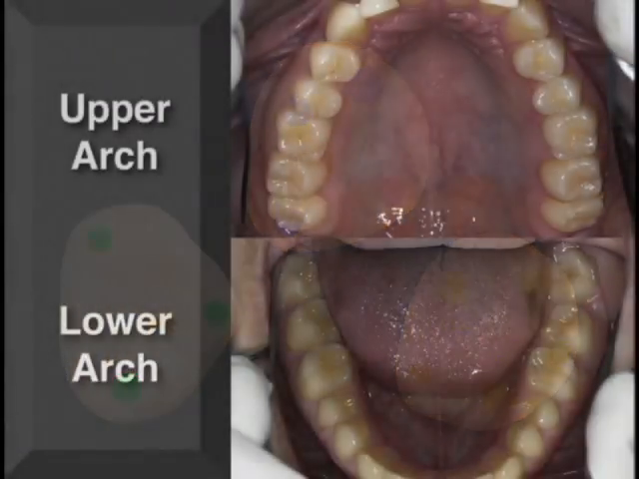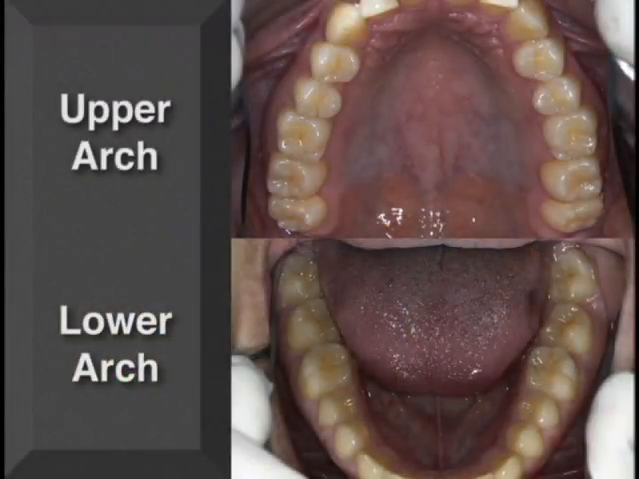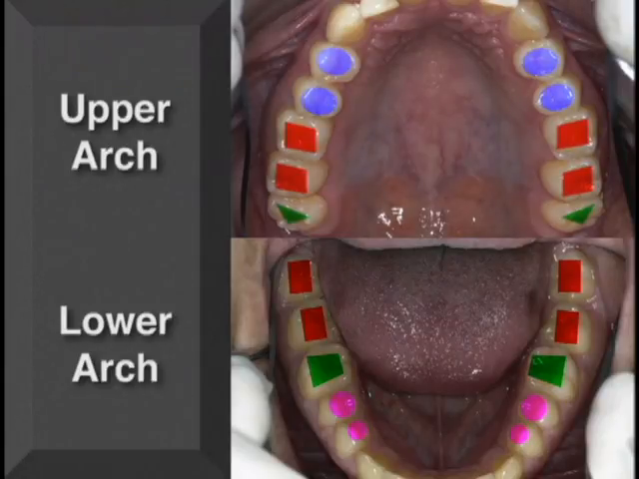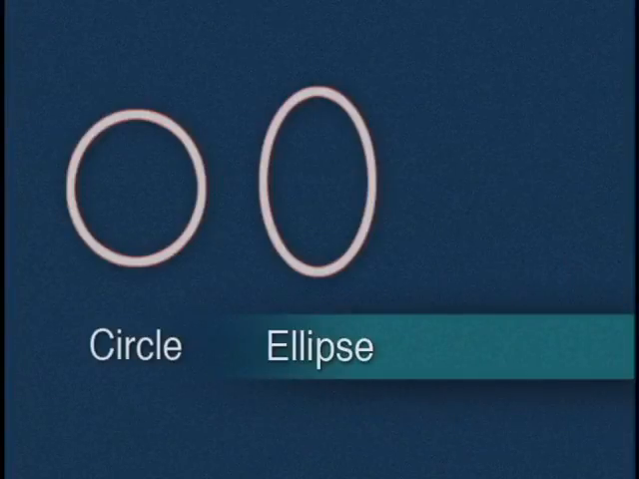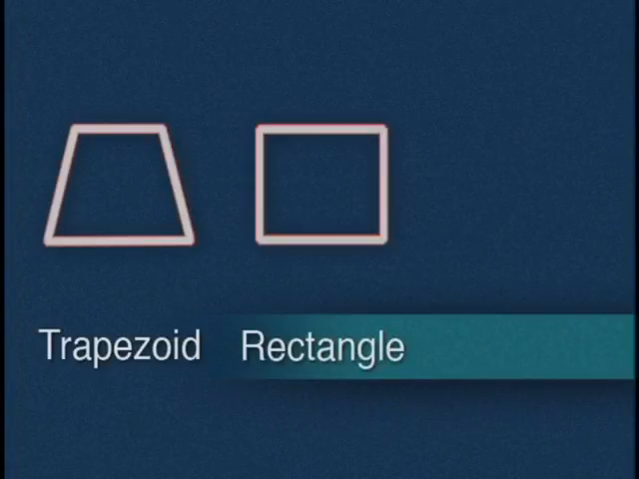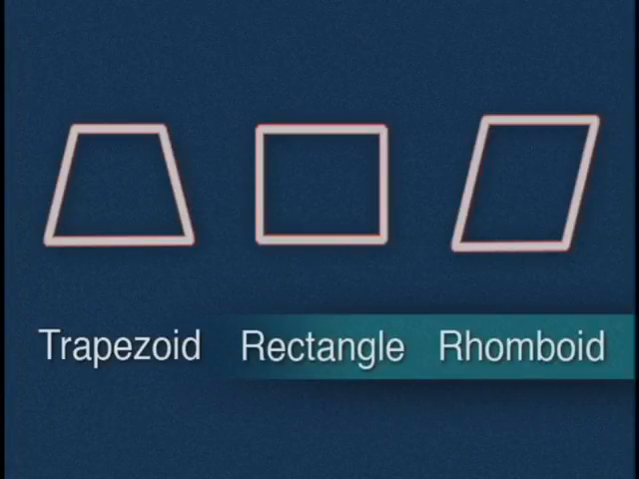There are 6 basic tooth shapes as seen from the occlusal. These shapes are based on the number and location of the cusps. Knowledge of these simplified shapes will make it easier for you to identify specific posterior teeth. These basic shapes are identified as circular, elliptical, triangular, trapezoidal, rectangular, and rhomboidal.